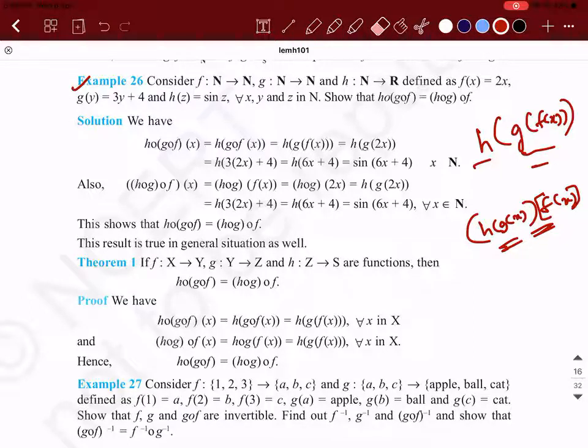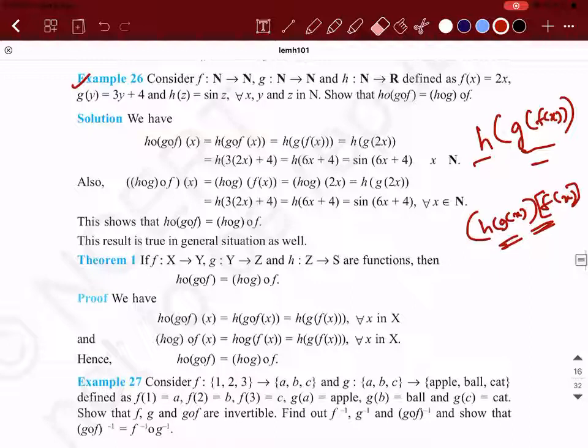I have to explain the proof, right? So listen, for theorem 1, is there any doubt from problem 26? I hope everybody got the answer. It's simple only, no? Okay. So theorem number 1 states something like this. Function f is mapped from X to Y. The codomain of f is the domain of g, and the codomain of g is the domain of h. These are functions, then prove that h circle (g circle f) is equal to (h circle g) circle f.